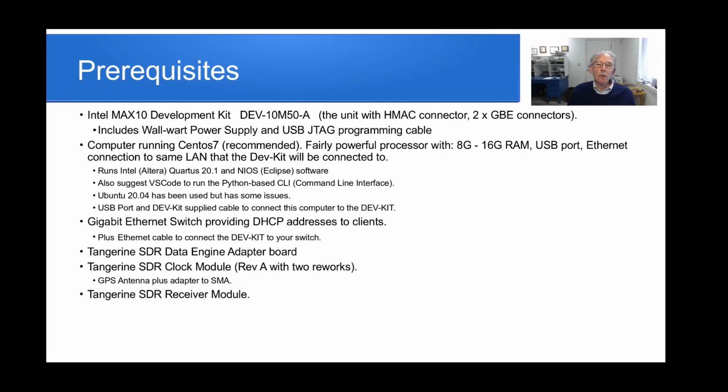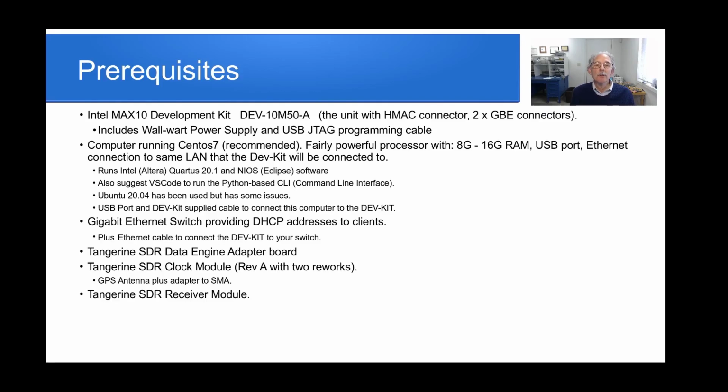The prerequisites for bringing up the system are that you have a Max 10 development kit, which is labeled DEV-10M50-A, and this is a unit that has an HMAC connector and 2 gigabit Ethernet connectors on it. It includes a wall wart power supply and a USB JTAG programming cable. We'll be connecting the cable to a Linux computer, and that JTAG interface allows downloading the FPGA image and downloading the software image to the module and interacting with it.